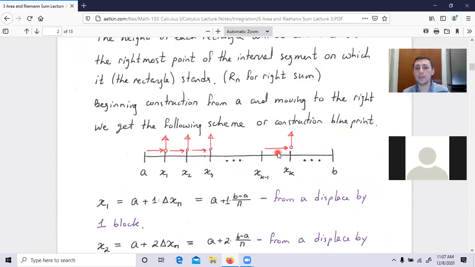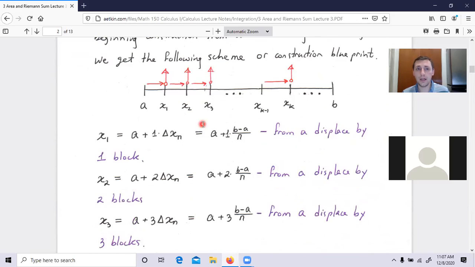Now, here is the scheme of my construction. So this is the construction side. So what is x1? x1 is the first point at which I'm going to plug into my function and figure out the altitude. And that would be the altitude of the first rectangle. At x2, I will construct the altitude for the second rectangle, and so on. Good? Now, how can you find a formula for x1?